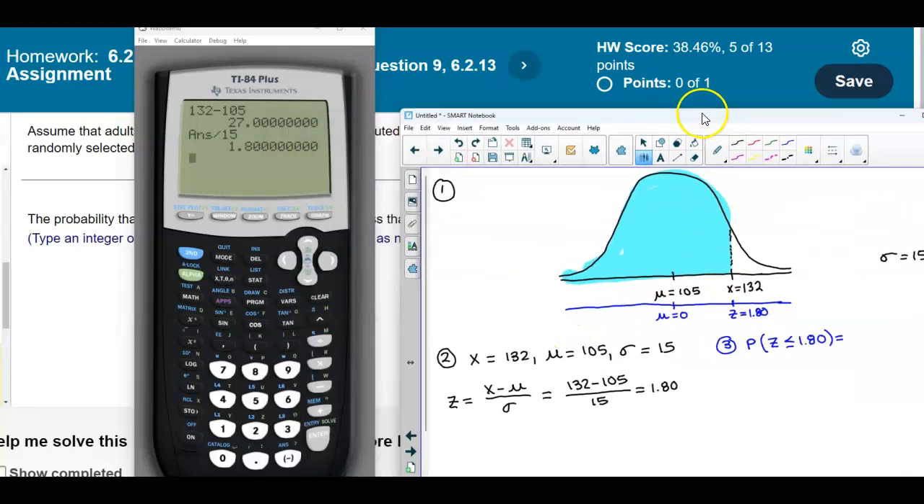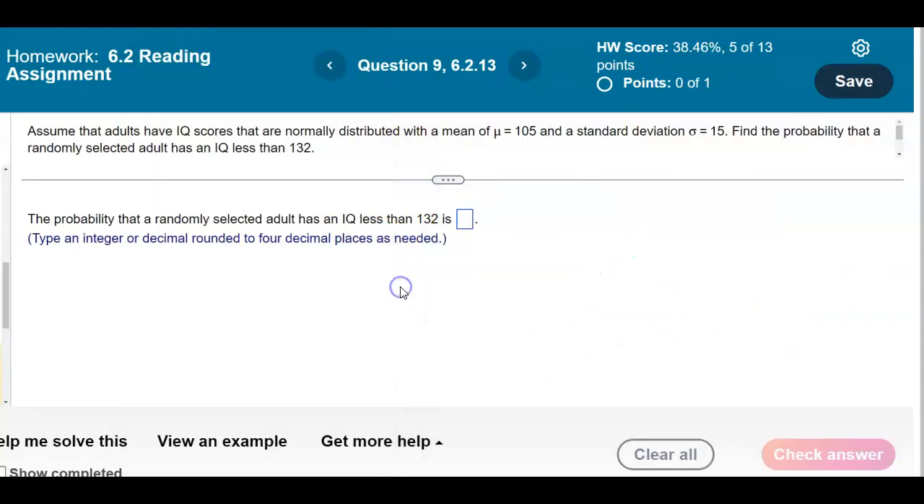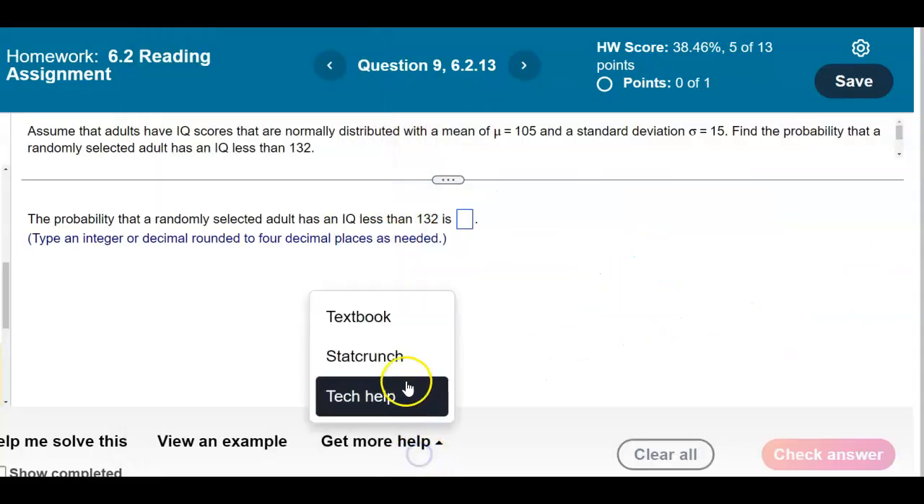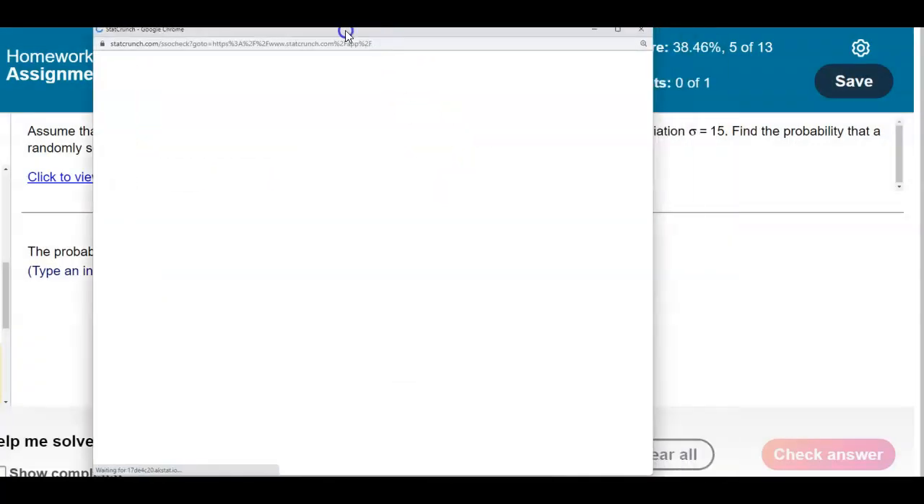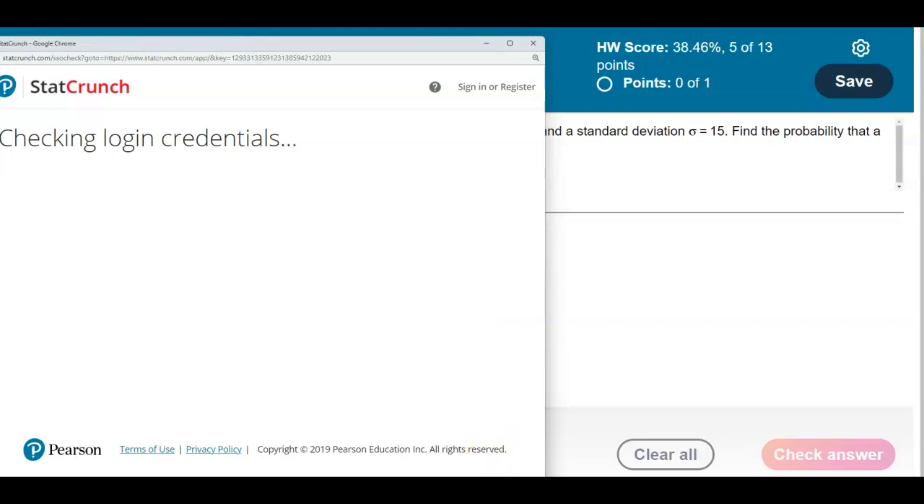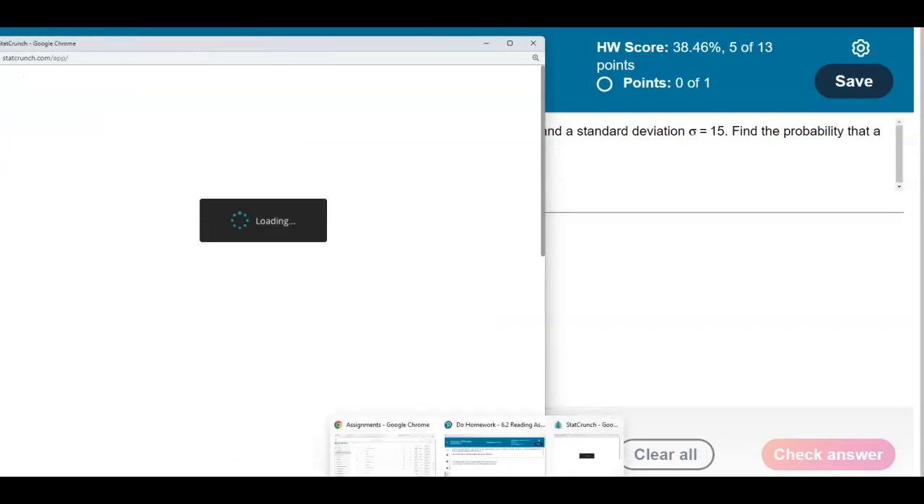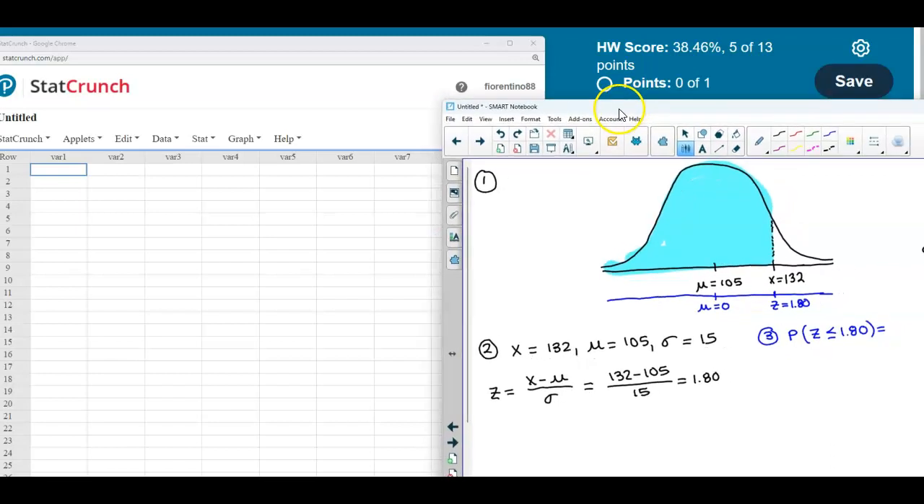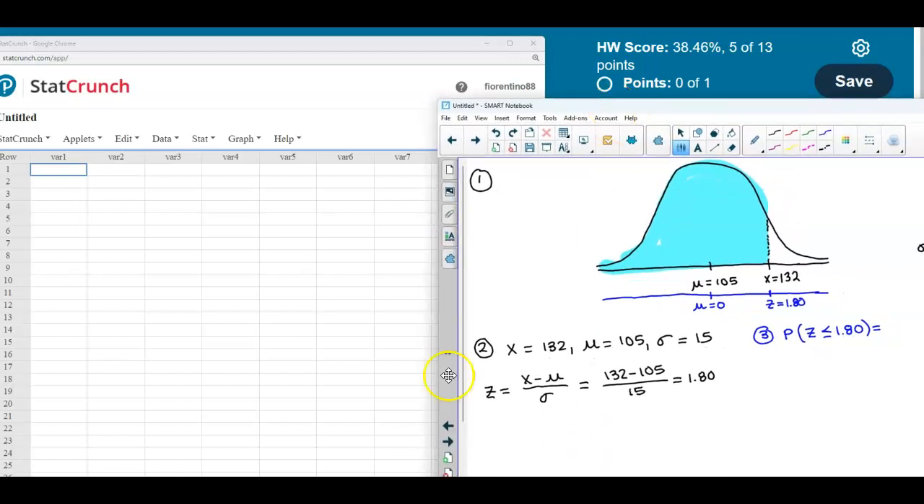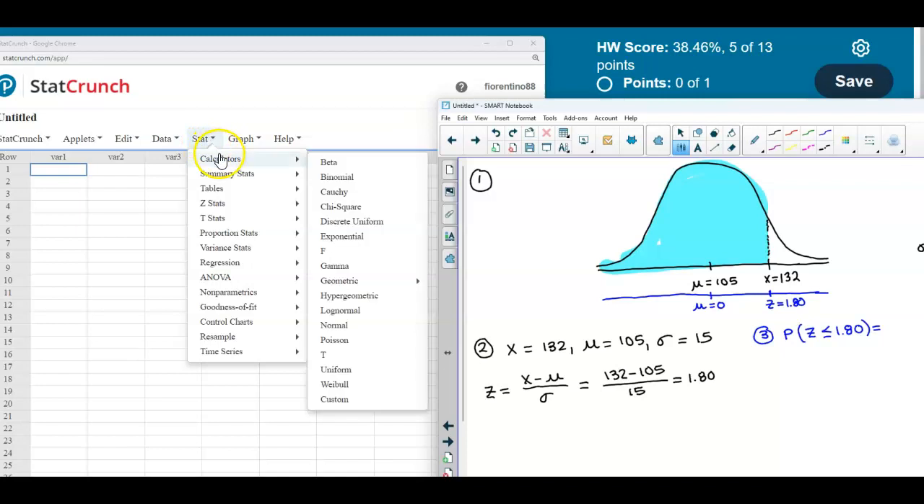So in order to do that, we're going to open up StatCrunch. So let's go ahead. We're going to open up StatCrunch here. Okay, and so what we're going to do is now we're going to go to Stat, select Calculators, and then scroll all the way down to Normal.